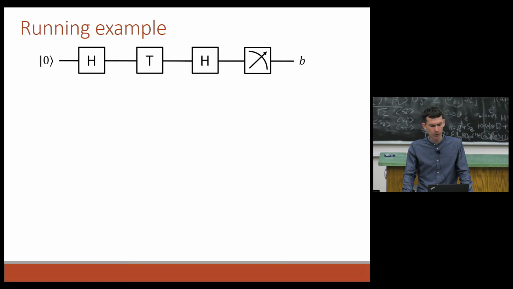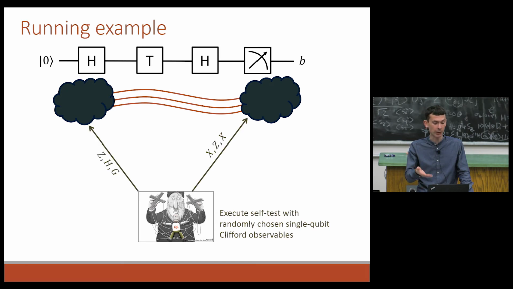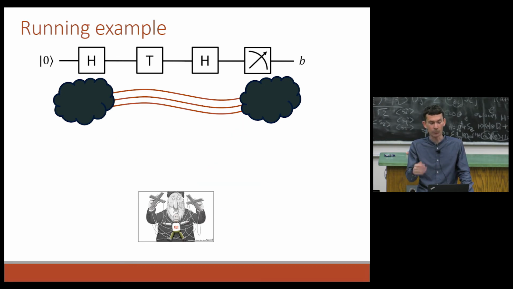So let's run this on the example before I make some other comments. Now it's going to look like this. I have my two provers. With probability half, I just do the test, and the test looks like this. I just send random questions that basically tell you what observables you should measure: Z on the first qubit, H on the second qubit, G is some other observable on the third qubit. Then you give me the outcomes, and I check. I do some statistics.